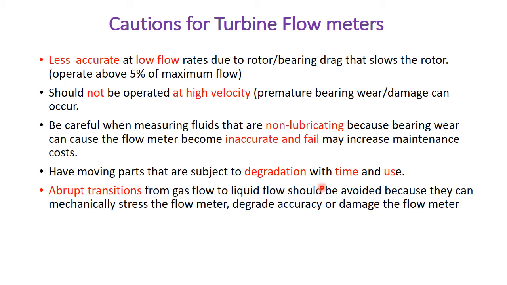Be careful when measuring fluids that are non-lubricating, because bearing wear can cause the flow meter to become inaccurate and may fail. Hence, it may increase the maintenance cost. Turbine flow meters have moving parts that are subjected to degradation with time and use. Abrupt transition from gas to liquid flow should be avoided because it can mechanically stress the flow meter and degrade accuracy or damage the flow meter.